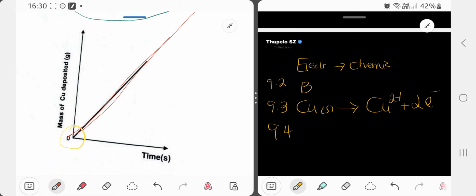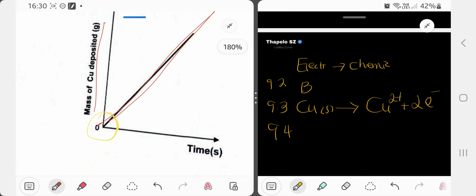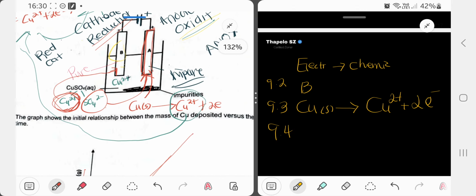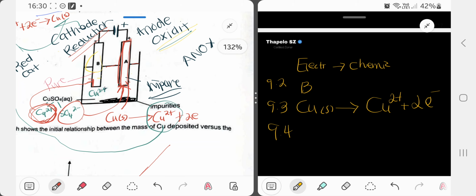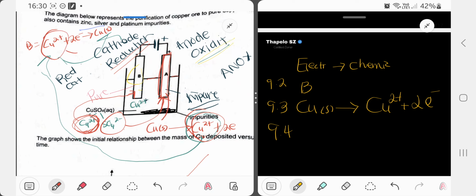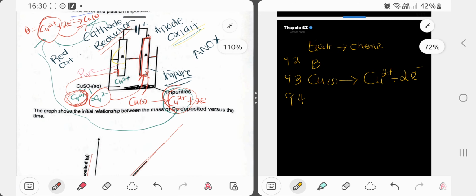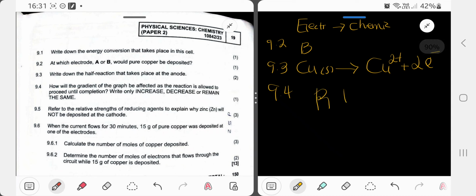Because it's a directly proportional graph, and the mass of copper deposited increases with an increase in time. And remember, the electrolyte is also not changing. The concentration of the electrolyte is not changing, because in electrode A we are producing Cu2+, and that very Cu2+ is going to reduce to copper. So the electrolyte's concentration is still the same. The rate of reduction is the same as the rate of oxidation. So I think it'll remain the same. Let me know what you think in the comments. So let's just say remain the same.